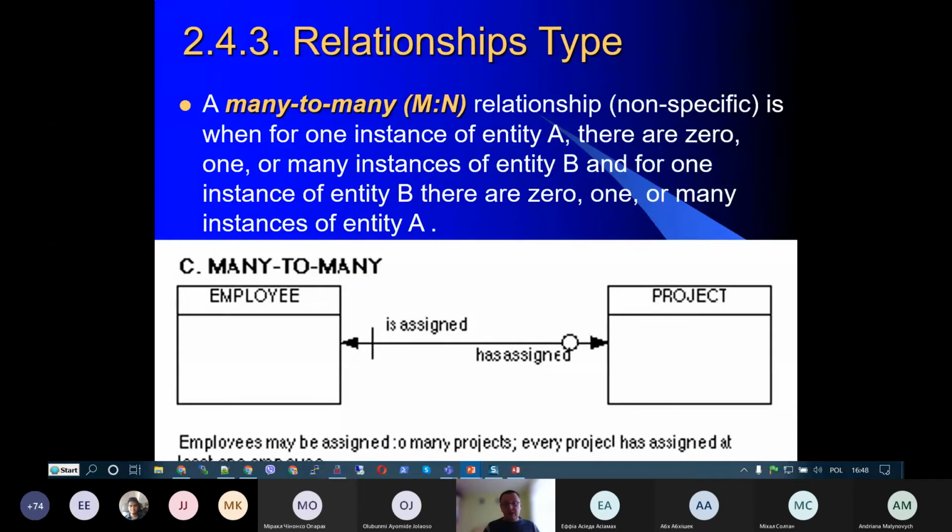And the third type, many-to-many relationship, when, for instance, one instance of entity A relates to 0, 1, or many instances of entity B, and one instance of entity B relates to 0, 1, or many instances of entity A. It's like a general relationship between all teachers and all classes in the university. Not only dedicated to me, but all classes which are scheduled, arranged, and have to be done in the university today. For example, or all students and all teachers and so on.